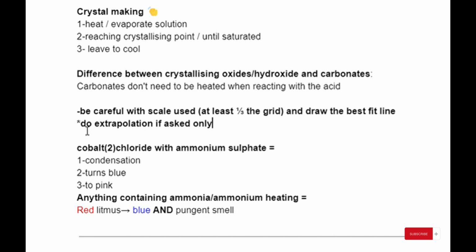Lastly, don't do extrapolation unless the question asks. So, what do I mean by extrapolation? Extrapolation is when you extend the line because the trend is obvious. You cannot do that unless the question asks for that. So, don't do it even if you feel like it, unless the question is asking you to do so.